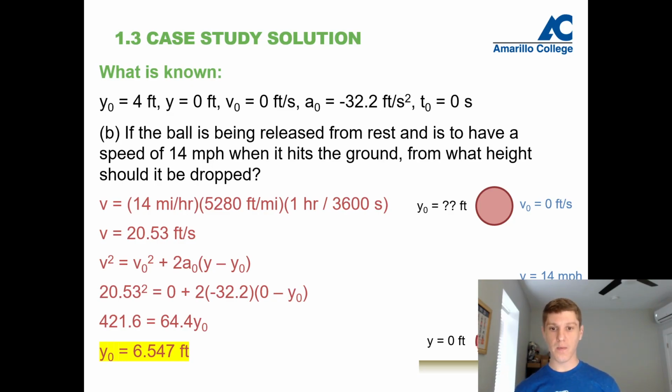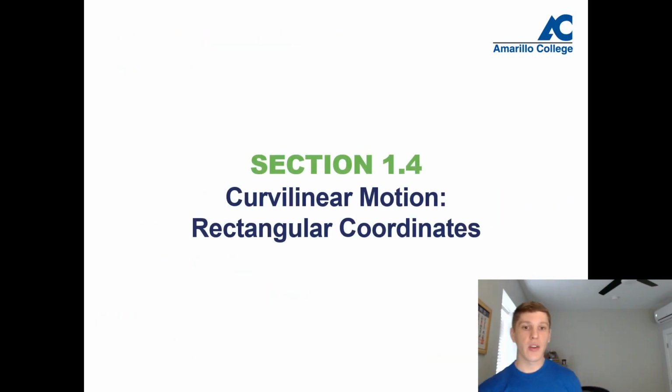20.53 feet per second. So once again, you can do this the 2-step method or the 1-step method. In this case, it's a lot easier to just use our velocity position equation. So I just determined that our final velocity is 20.53, so I can plug that into our velocity position equation here. Our initial velocity is 0, so I know everything in this equation now. So I can now solve for y naught, and in order to have that ball hit the ground at 14 miles per hour it needs to be dropped from an elevation of 6.547 feet.